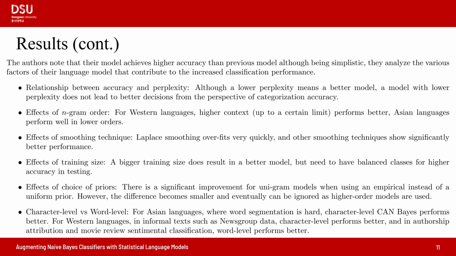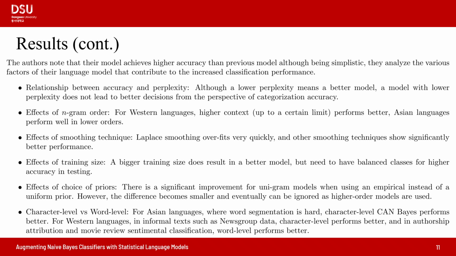On training size, they found that a bigger training size is better, but we need a more balanced training set, not an imbalanced bigger training data. And on the choice of prior, they saw that there's significant improvement for unigram models when using an empirical instead of a uniform prior. However, the difference becomes smaller and eventually can be ignored in higher order models like bigram and trigram.